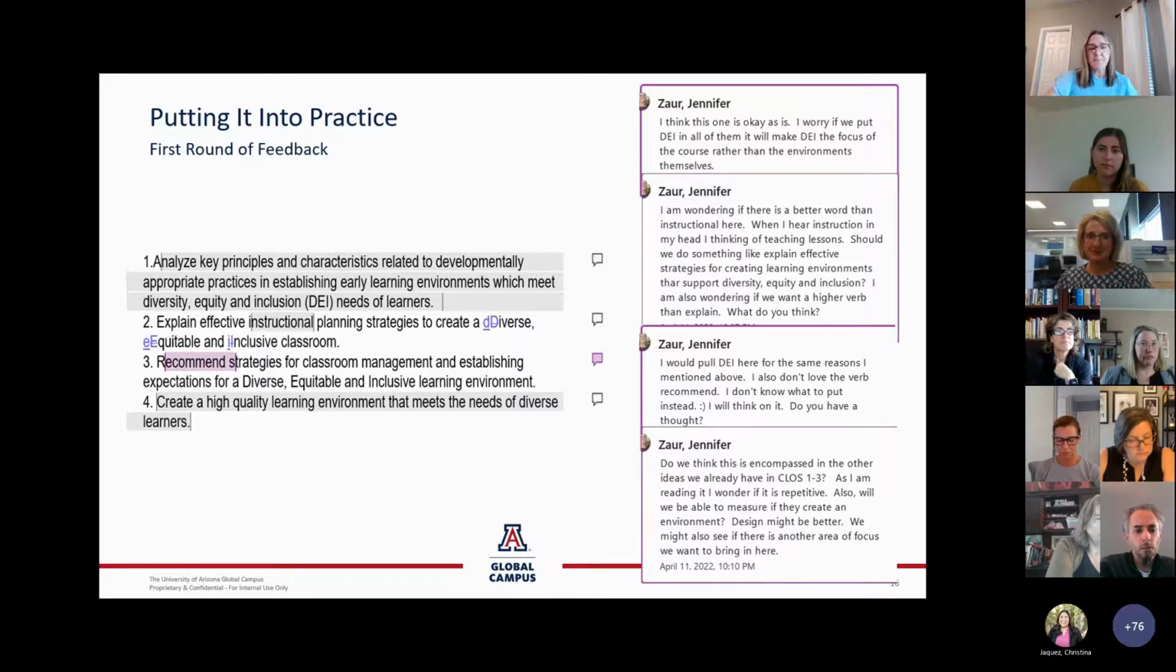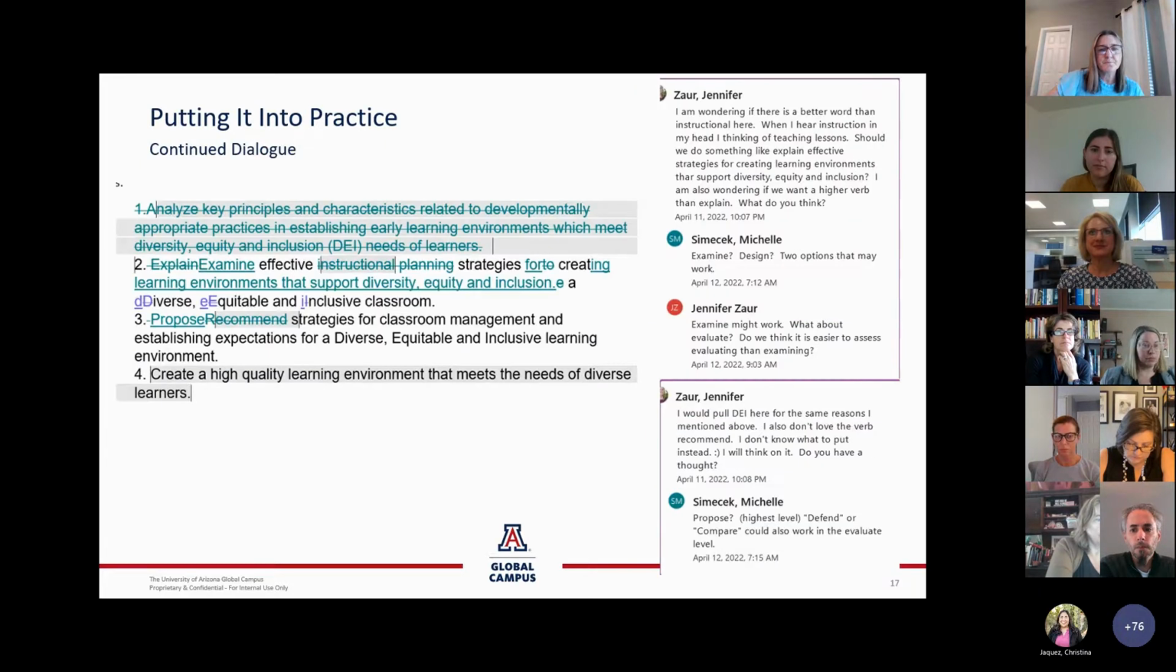And then this last one, we had some back and forth conversation of, do we think that this last learning outcome was already encompassed in the ideas that we had in our first 3 CLOs? And if so, was there a different big idea that we should bring in there so that we could broaden the scope of what was happening in the course? If you go to the next slide, Kate.